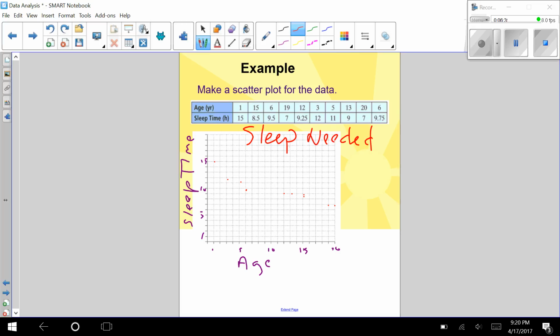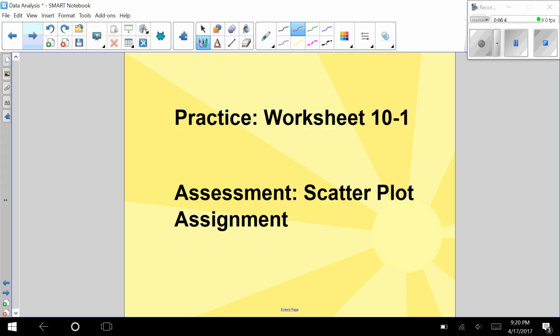All right, now you're going to complete worksheet 10.1, and then you'll do your section assessment, the scatter plot assignment.